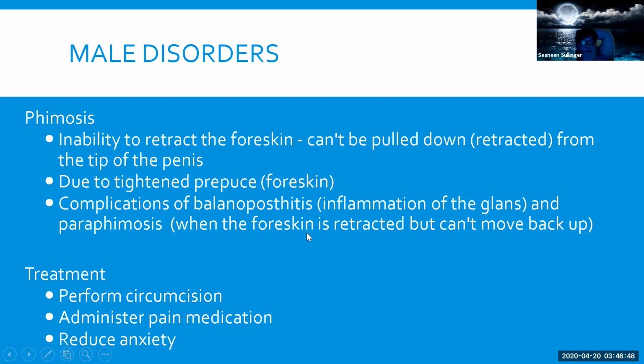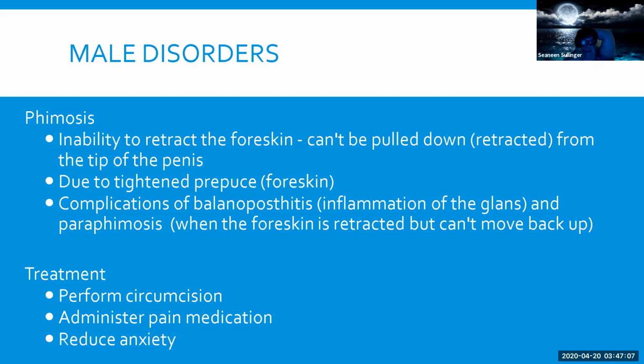So some more disorders. Phimosis would be the inability to retract the foreskin. So it can't be pulled down or retracted from the tip of the penis. There's a tightened foreskin, and that's why. And so you can get inflammation of the glands. The circulation can be cut off.